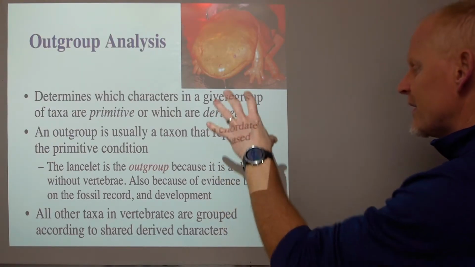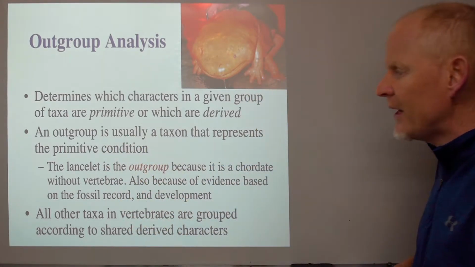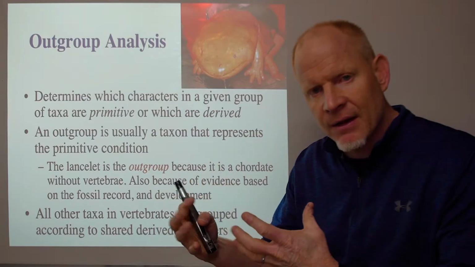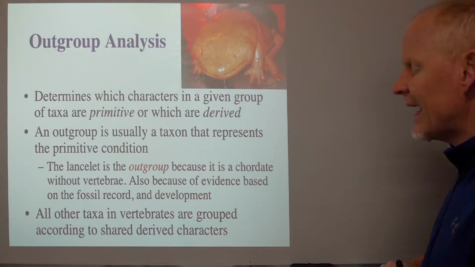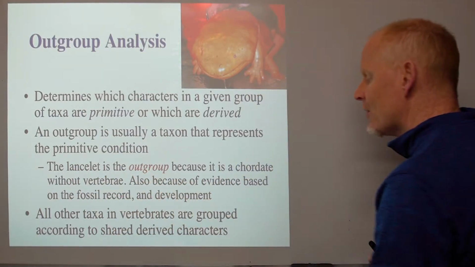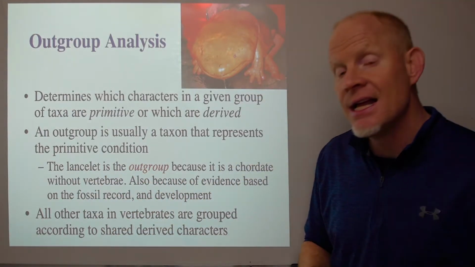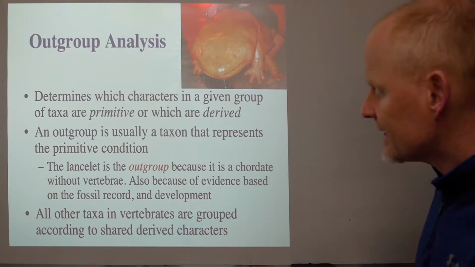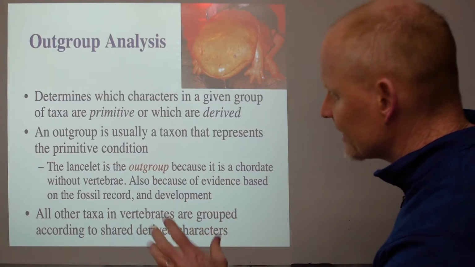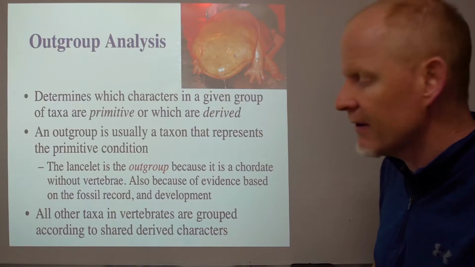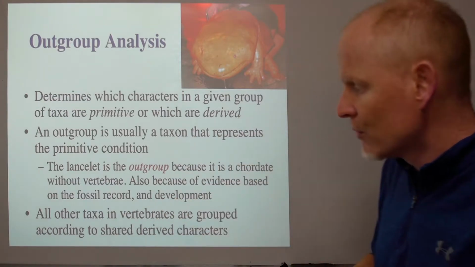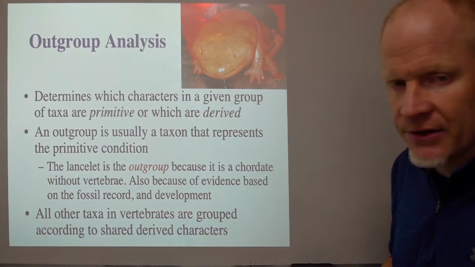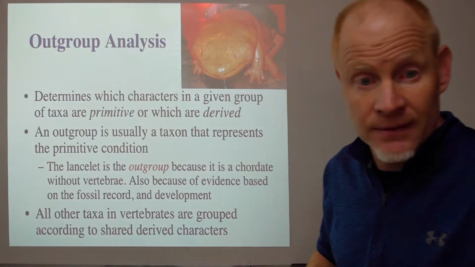So outgroup analysis is really important. If you can determine the outgroup, or we agree on the outgroup, then it helps us root our tree and figure out what's primitive versus what's derived. So the lancelet here, or what we're going to call Amphioxus, is the outgroup of chordates because it has some of the characters of chordates, but not all of them. It develops kind of similarly. It has some similarities in the fossil record, but it doesn't have every single character of a chordate. So it's a nice outgroup that roots our tree. All other taxa and the vertebrates are grouped according to shared derived characters. And there are lots of vertebrates, right? Lots of chordates.